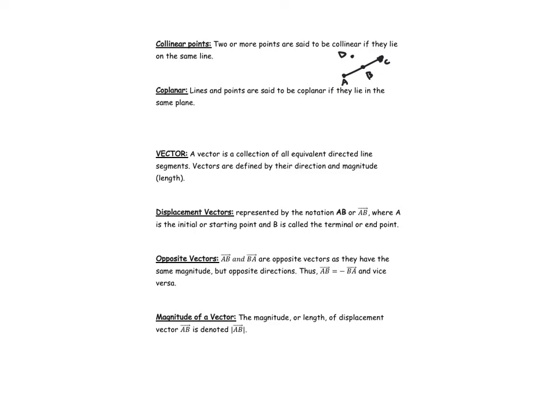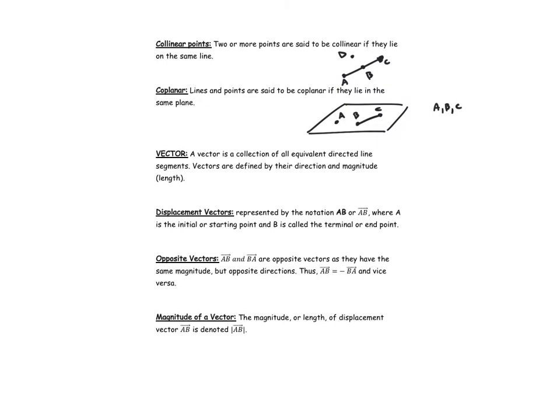Coplanar, lines and points can be coplanar if they lie in the same plane. So a plane, not as easy to visualize, but let's say I've got this, and I've got point A, and I've got line segment BC. I could say that A and B and C are coplanar.